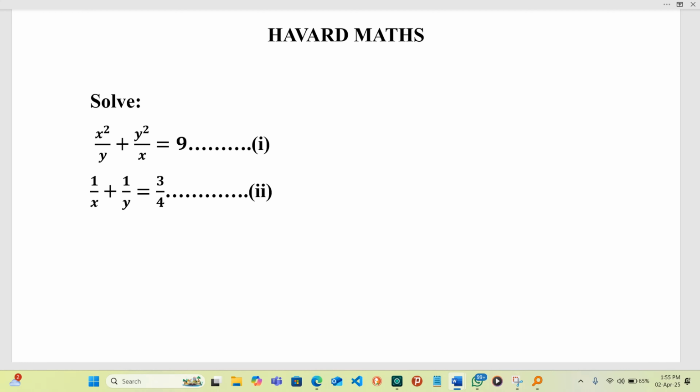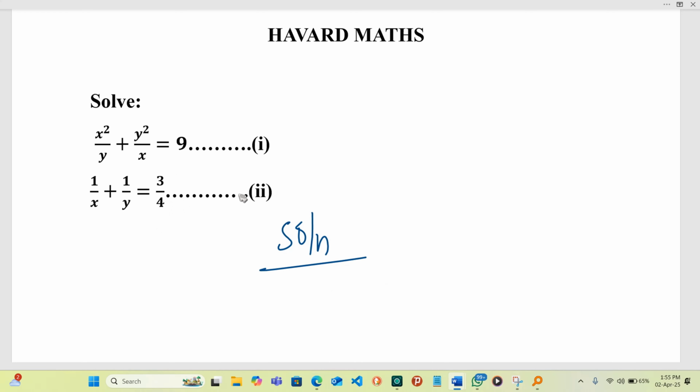So we have to solve these simultaneous equations. x squared over y plus y squared over x is equal to 9. 1 over x plus 1 over y is equal to 3 over 4. So let's solve simultaneously and we see how the solution will look.